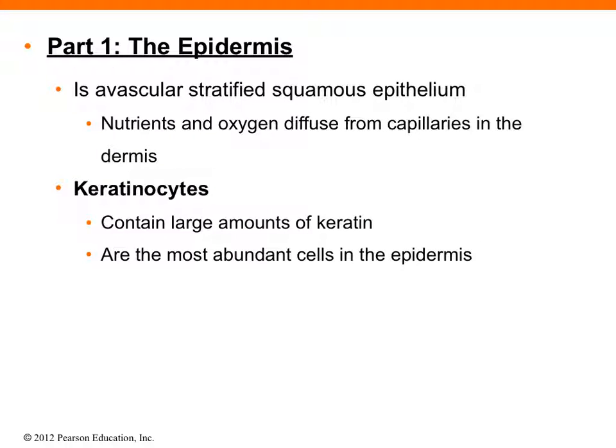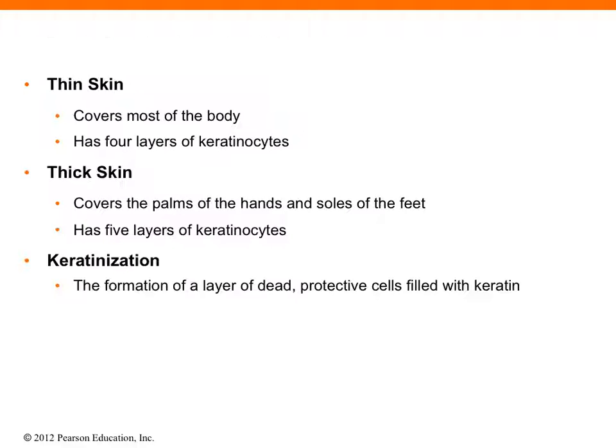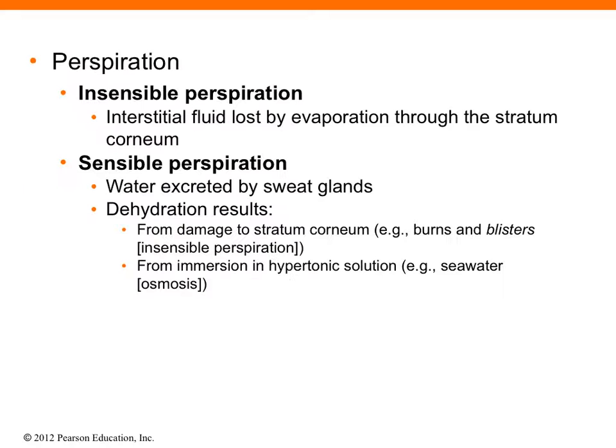The epidermis is an avascular stratified squamous epithelium, and the keratinocytes contain large amounts of keratin, and they're the most abundant cells in the epidermis. Thin skin covers most of the body. It has 4 layers of keratinocytes. The thick skin covers the palms of the hands and the soles of the feet. It has 5 layers of keratinocytes. Keratinization is the formation of the layer of dead protective cells filled with keratin.